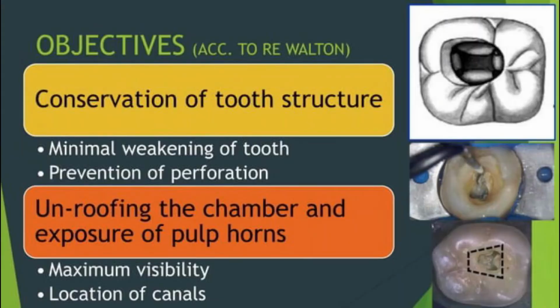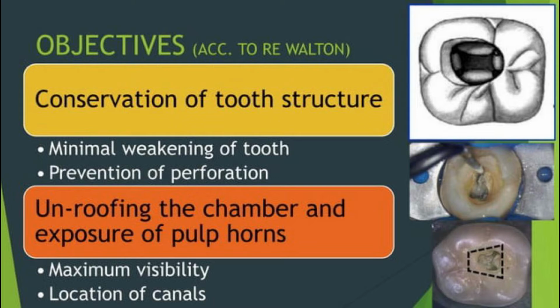So the main objective of access cavity is the conservation of the tooth structure. There should be minimal weakening of the tooth and prevention of perforation. So the objective of entry is to give direct access to the apical foramen, not merely the canal orifice.